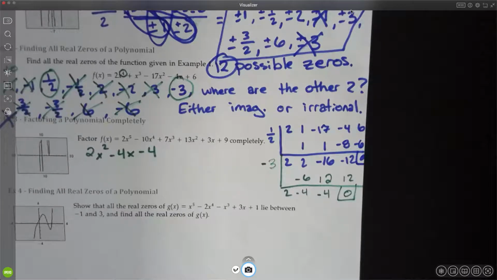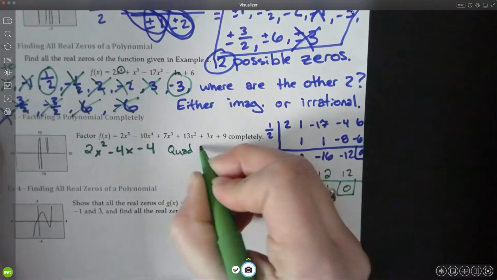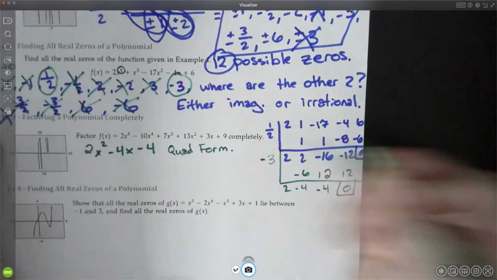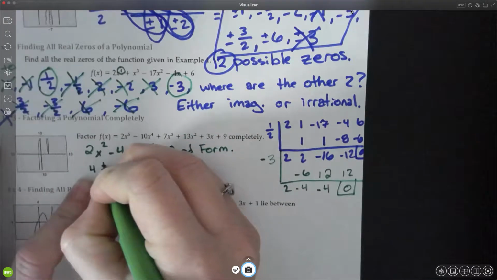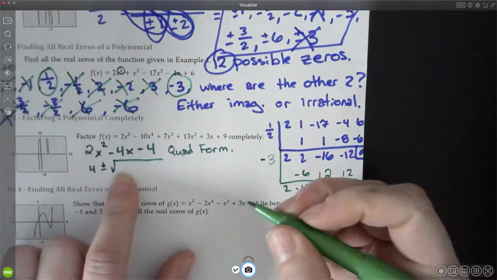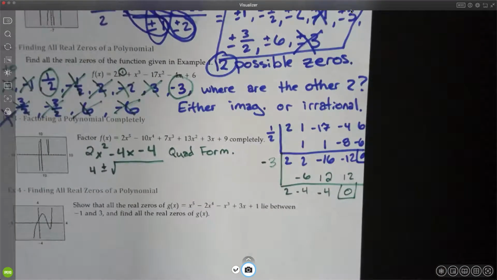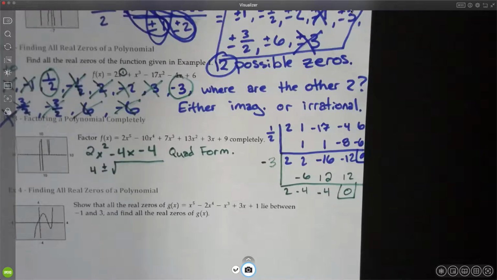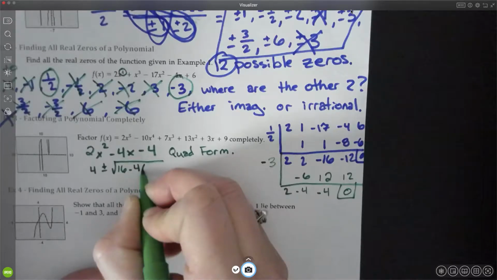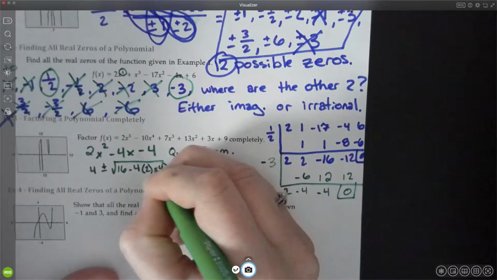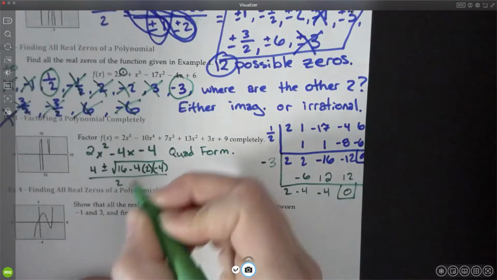Negative b plus or minus the square root of... whatever it's called. The quadratic formula. Okay, so negative b would be 4 plus or minus the square root of b squared. What's b squared? 16. 16 minus 4 times 2 times negative 4, all over 2a.